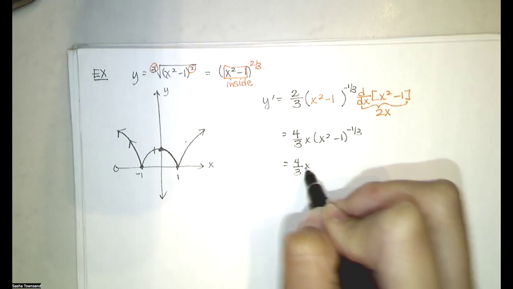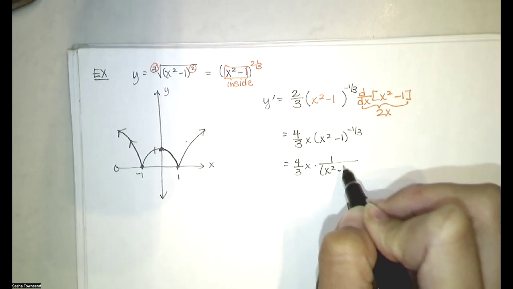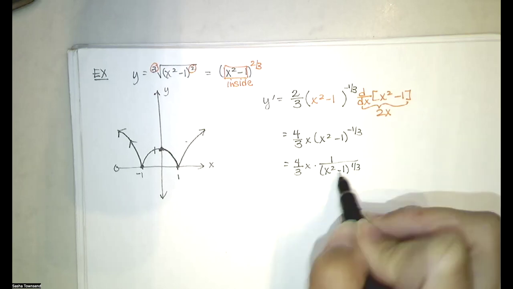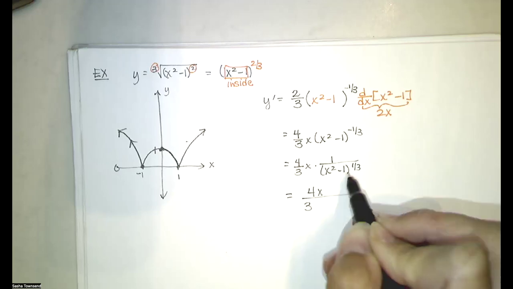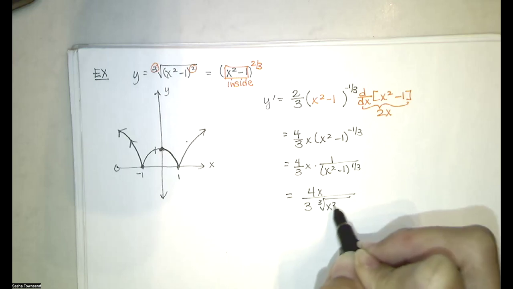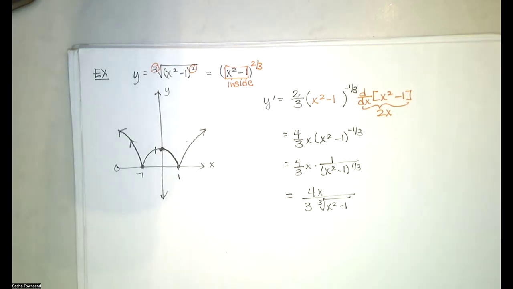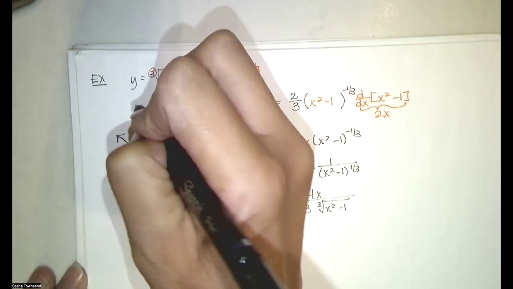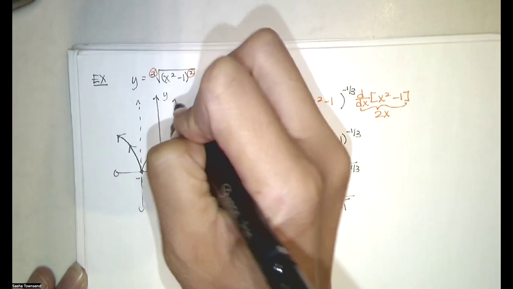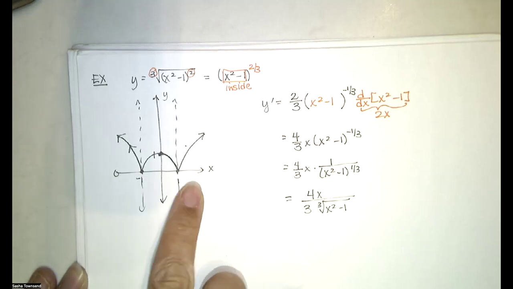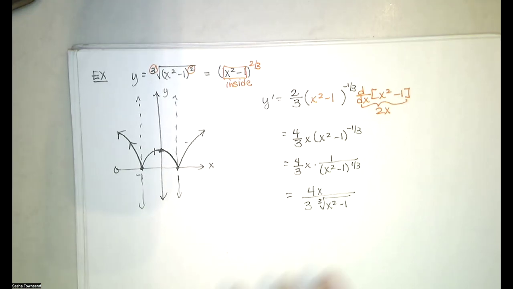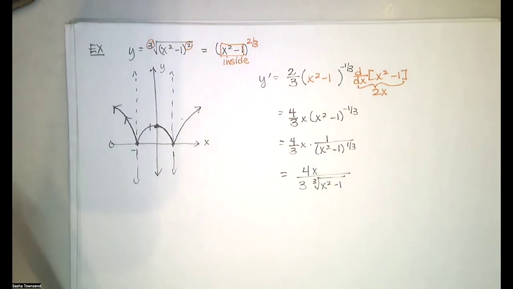And if you want to, you can simplify this as x squared minus 1 to the +1/3 in the denominator. If you multiply straight across, you get 4x divided by 3 times this expression to the 1/3, or if you want, the cube root of x squared minus 1. So the derivative is going to have asymptotes at x equals ±1. And then we'll see different values of the derivative in each of these intervals: from -infinity to -1, from -1 to 1, and then up to infinity. So let's look at the graph on Desmos for that.